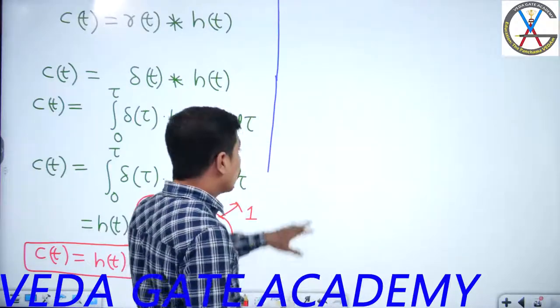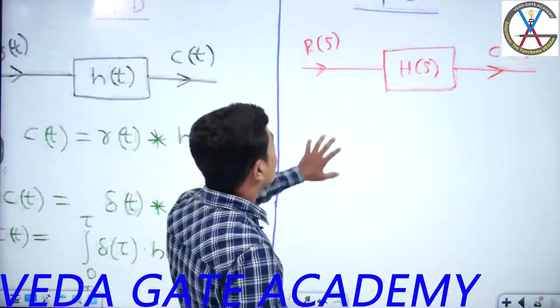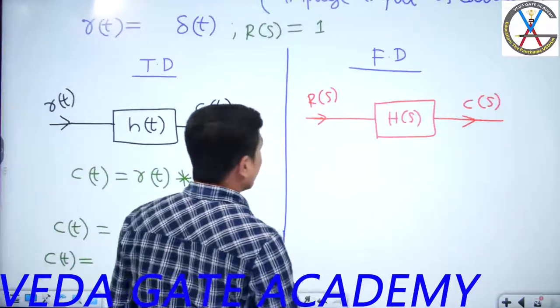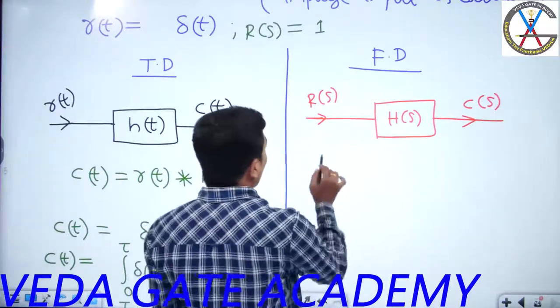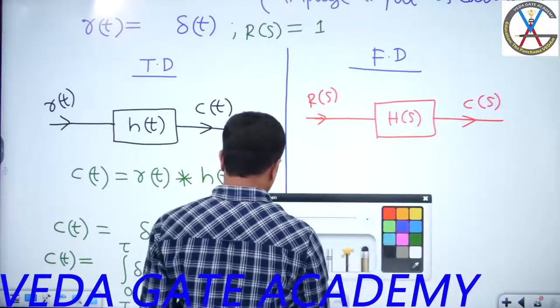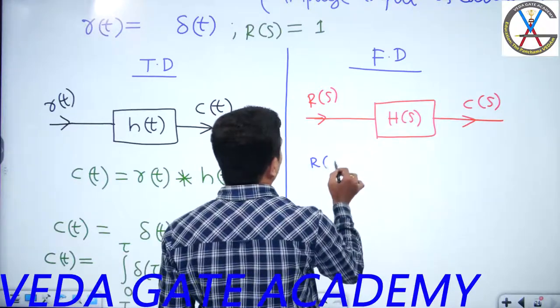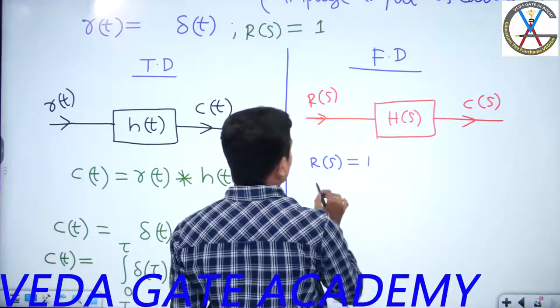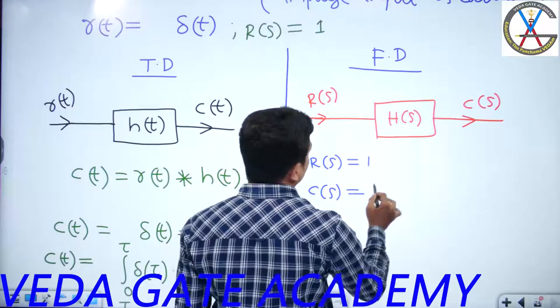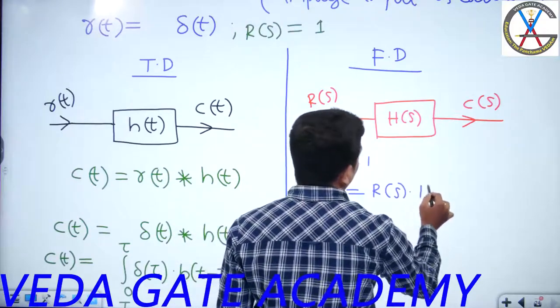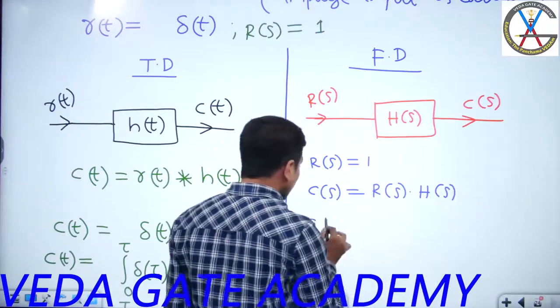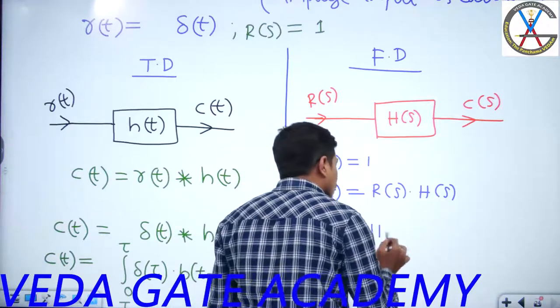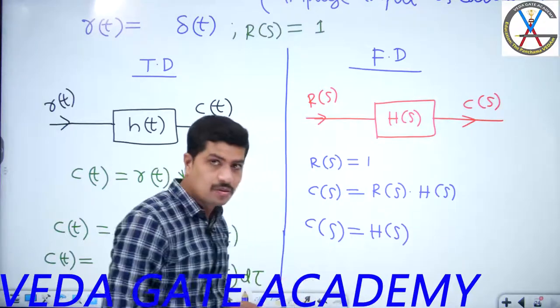Let's go to the frequency domain. Here, R of S. What is R of S? R of S is equal to 1. Now, what is C of S? C of S is equal to R of S into H of S. Then what did we get? C of S is equal to H of S.